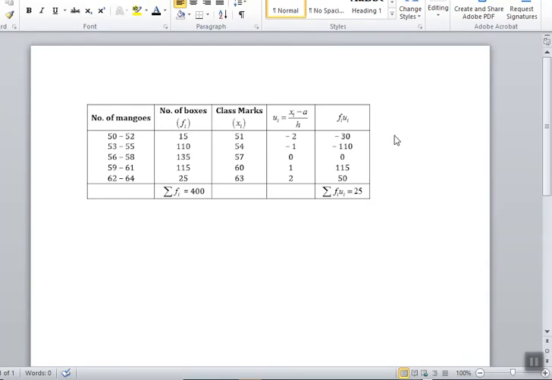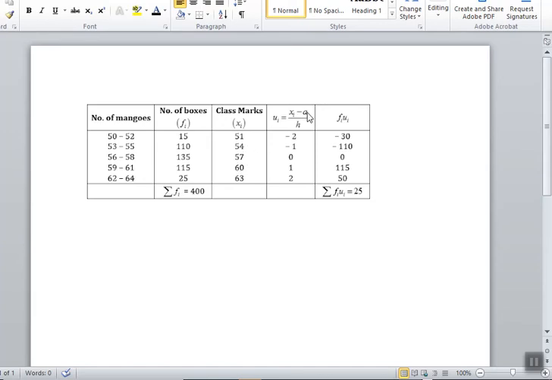See, with this example you will understand. Number of mangoes, this interval is given, 50 to 52, 53 to 55, and so on. Number of boxes, this is the frequency because you can count the number of boxes, right? Now these two you have got, the remaining we can find out. This xi means the average of 50 and 52, then the average of 53 and 55, right? Now what is this A? Assumed mean. What is this assumed mean? The center of these. What is the center of these? 57. So A becomes 57.